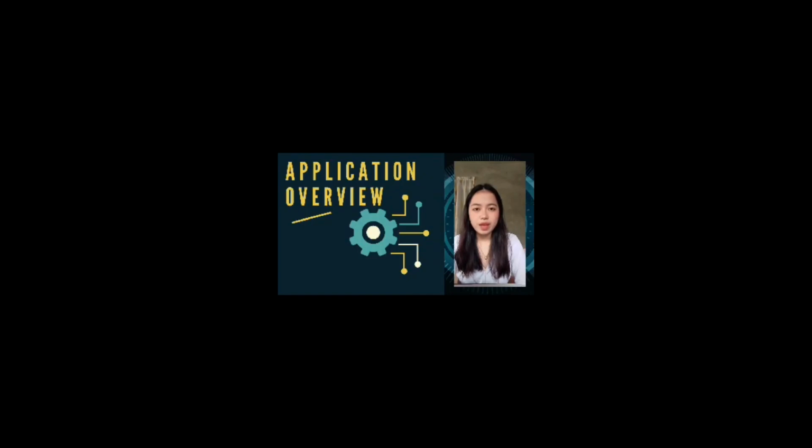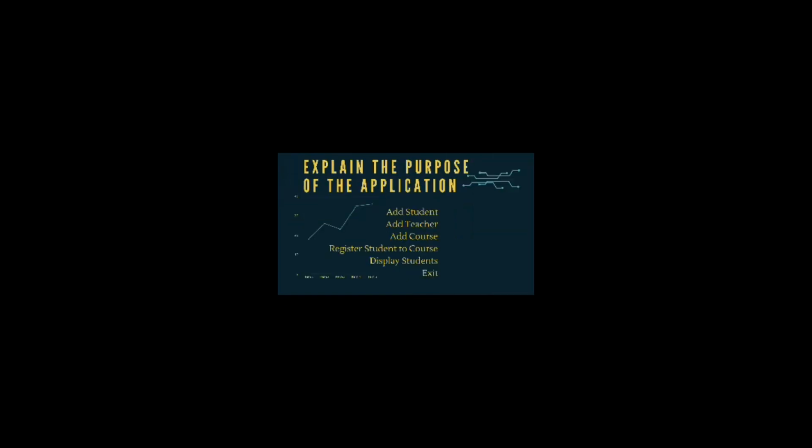Starting off, application overview. Explain the purpose of the application. The purpose of the application is that it can add a student, add a teacher, add a course, and register students to their courses. At the same time, it can display the students. And right after choosing from the choices, it can be exited.